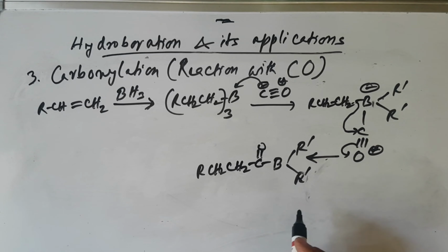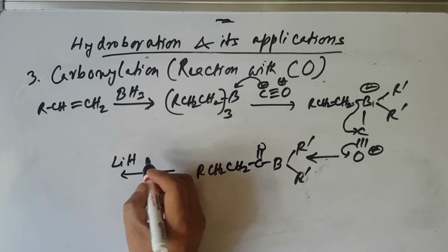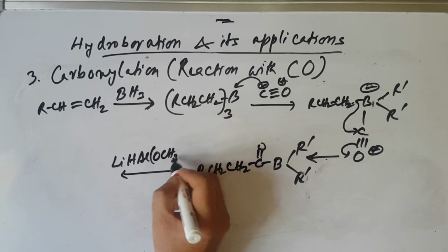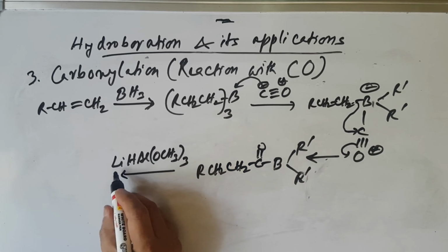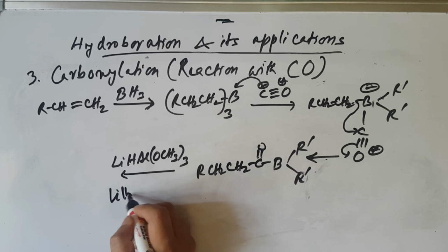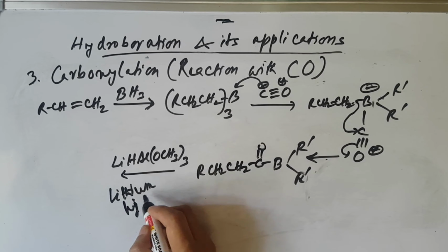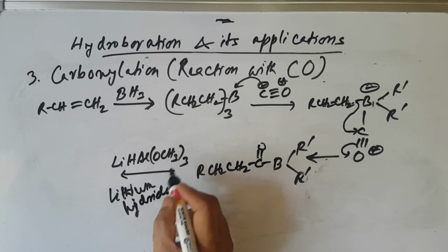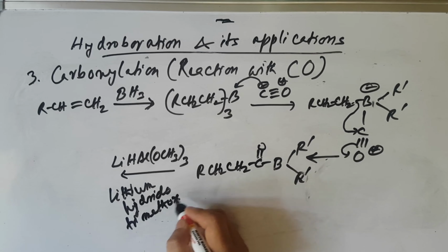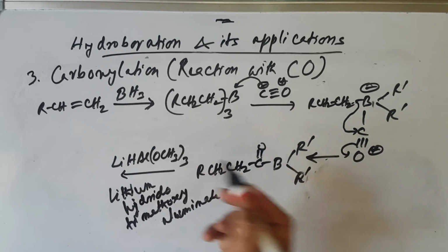This intermediate can react with lithium hydrido trimethoxy aluminate, with OR prime, say O methoxy. You can write lithium hydrido trimethoxy aluminate. This is a complex. So yeah, this is a reducing agent like lithium hydride.